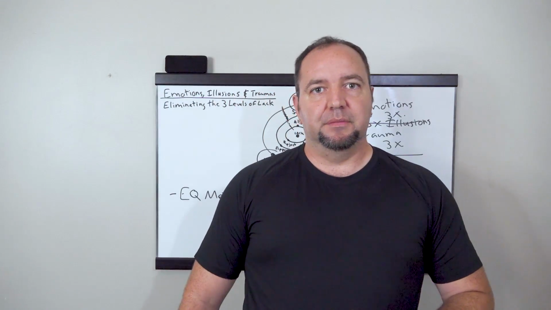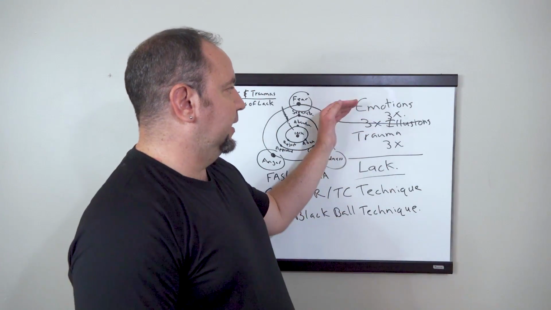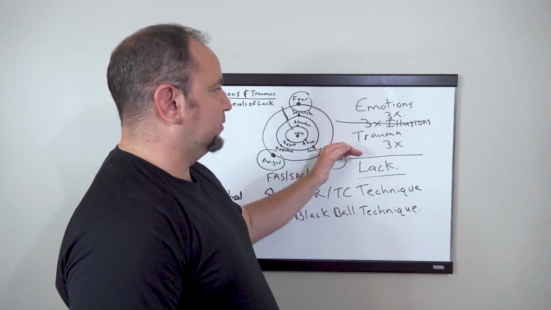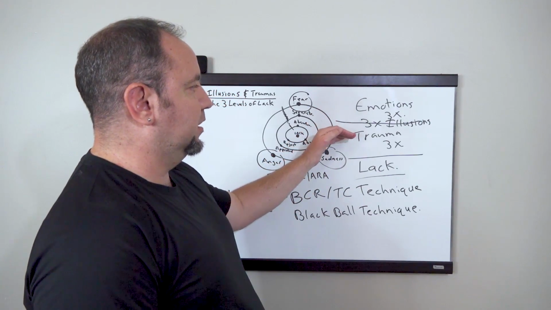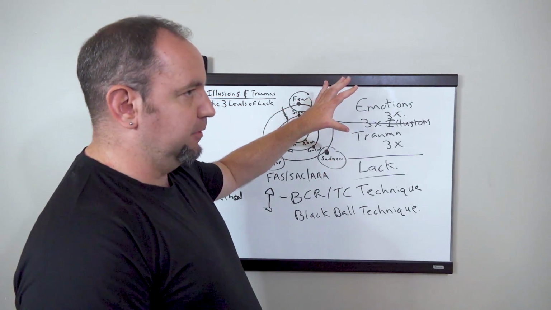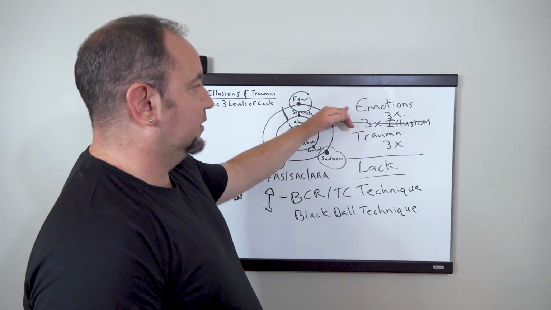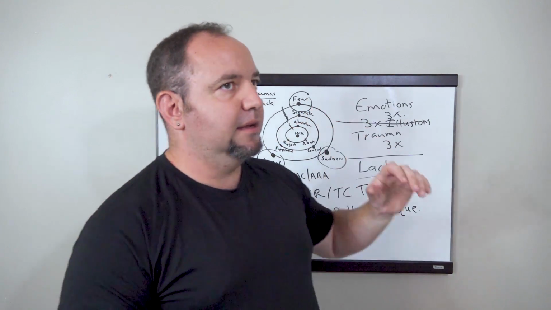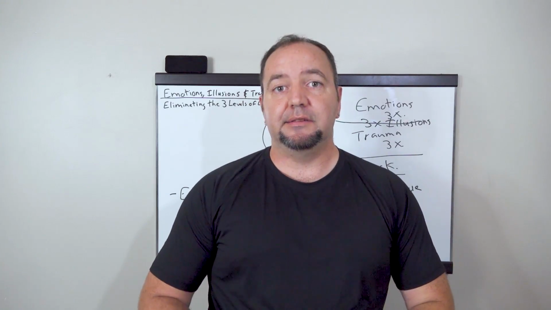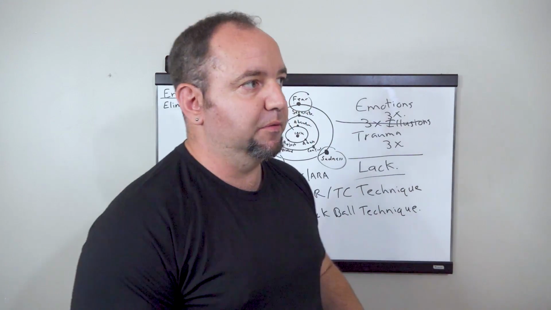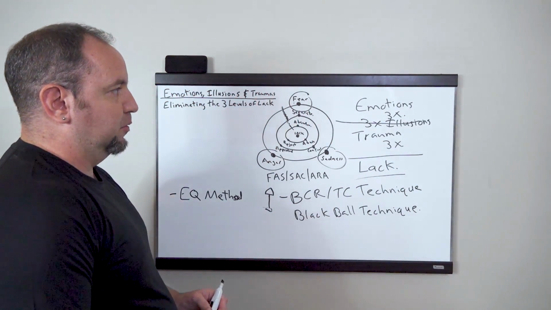Right? So basically, why we have the three levels in this way, emotions, illusions, and trauma, is because they actually rate themselves based upon severity. Okay? Emotions can be intense, but they can be overcome. They're actually the easiest to be overcome with. We're able to rectify them quite quickly.